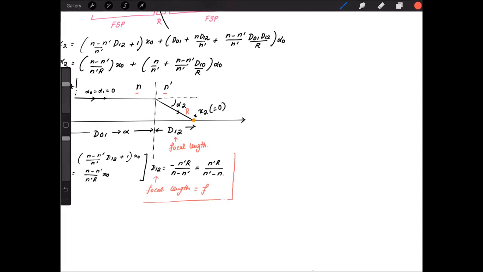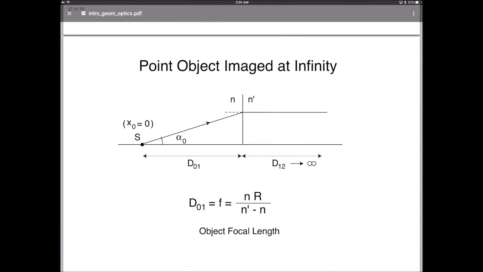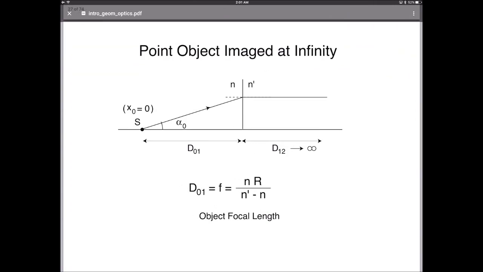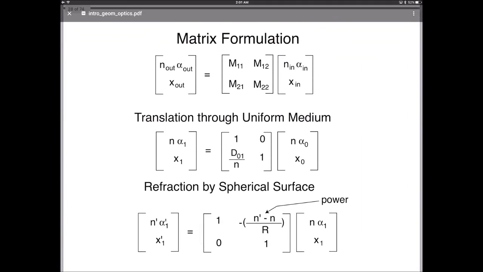For the next case, when you have the reverse, as the object is placed at the focal point, you have parallel rays coming out of the system. So it's the same derivation except the other way around. So you can try that by yourself. And I'll move on to the matrix formulation. So this is the next important part of the lecture.